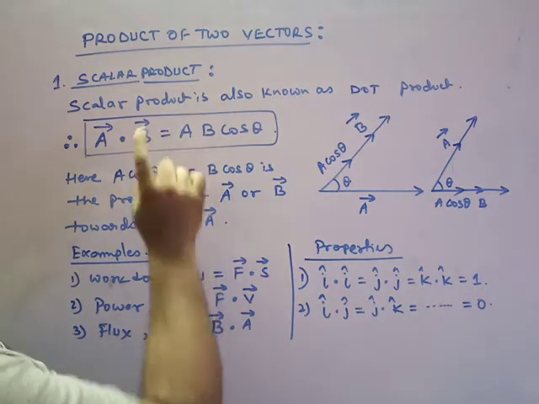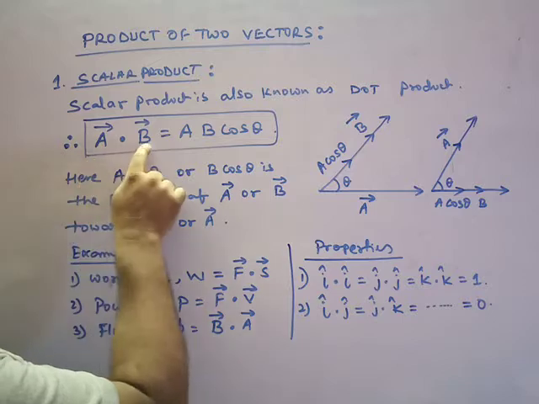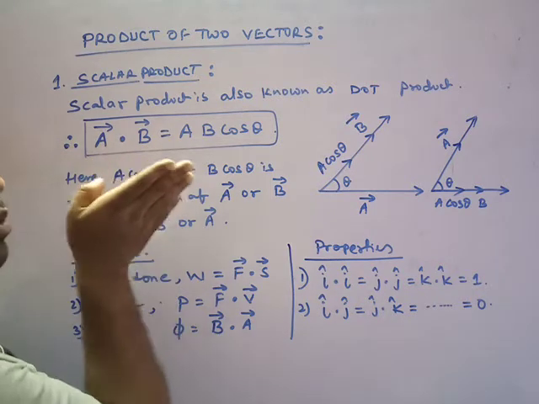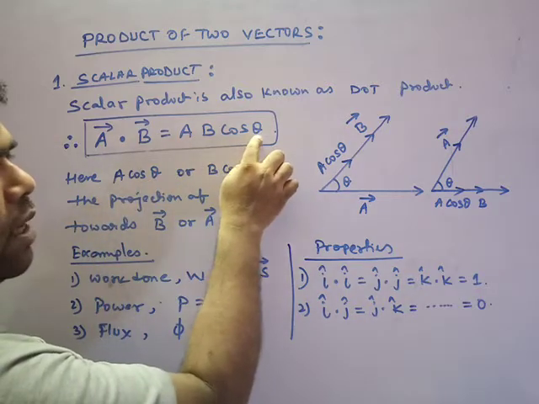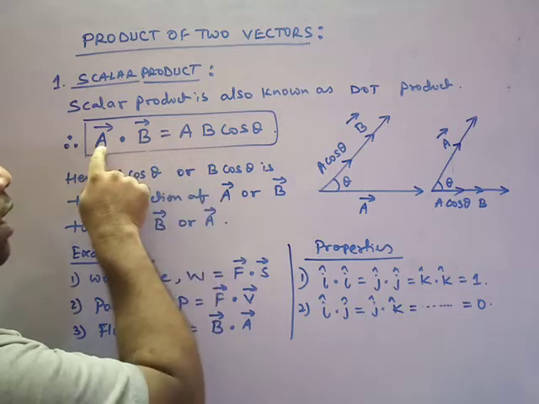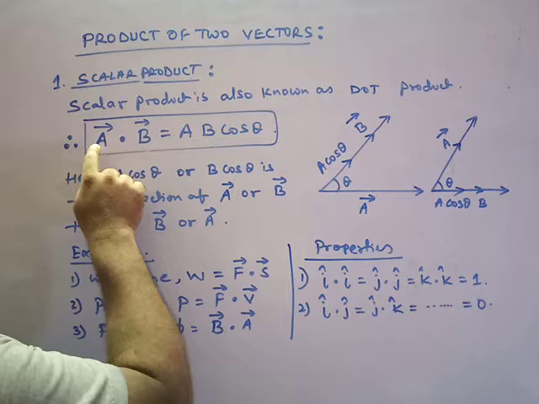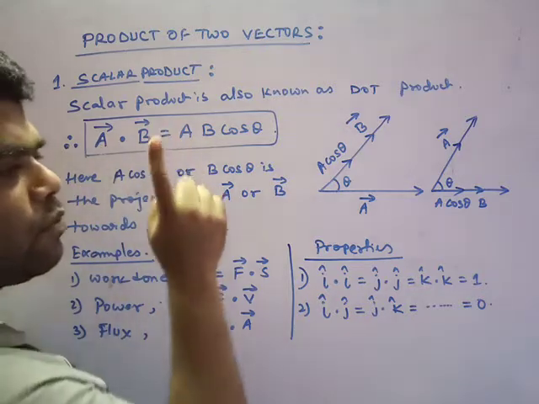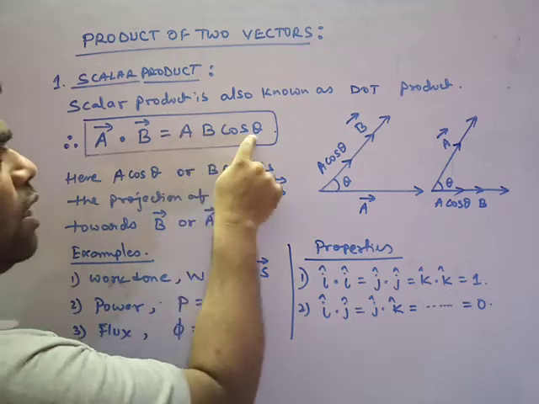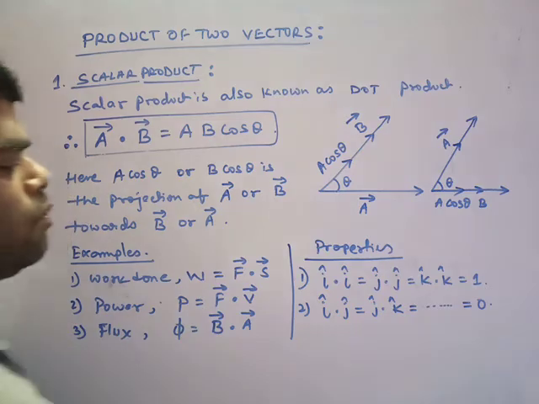Now suppose I dot I. So here suppose A is I and B is also I. We know that I is always toward the x-axis, so theta is 0, cos 0 is 1. And what is A? Here the vector is a unit vector. What is the magnitude of a unit vector? 1. And for the other also, it is 1. So overall you will get 1. This is the reason why similar ones give you 1.